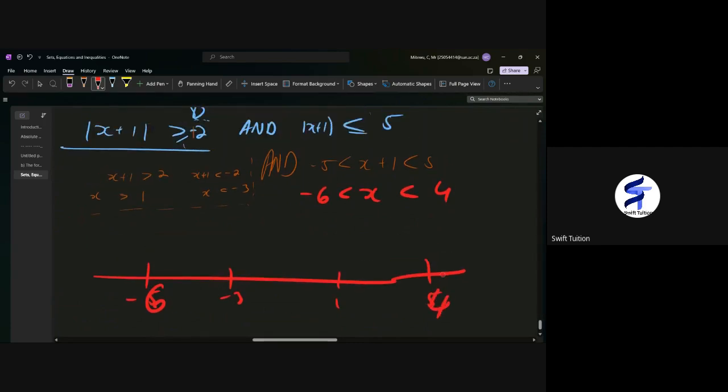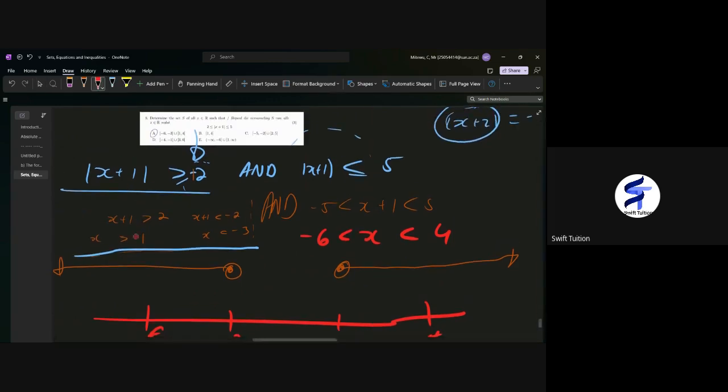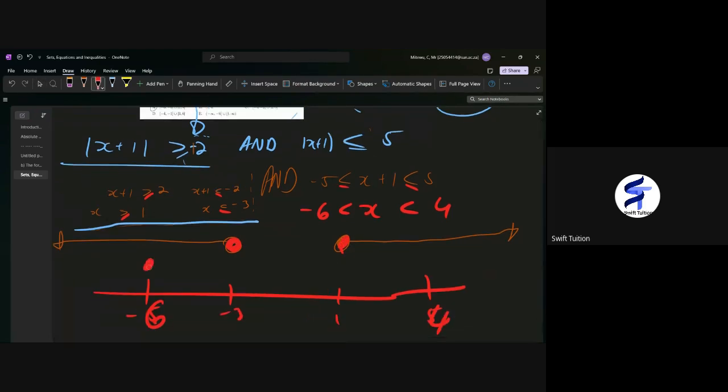So we're going to draw the first set. It's going to be from when x is greater than +1, so from here this way, and then when x is less than -3, so from here, open and open, from here this way. And then the other one is going to be the in-between set. Sorry, I'm messing it up. This is equal to, so really they should be closed. This should be closed as well. And then we're going to be from -6, that's going to be between -6 and 4. So we essentially have this.